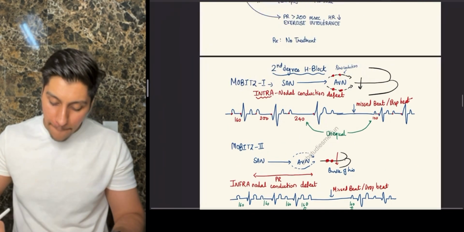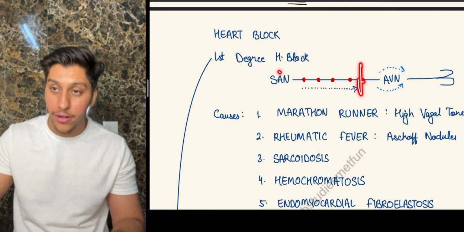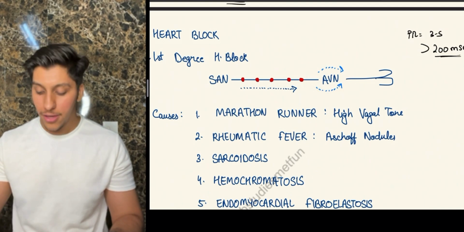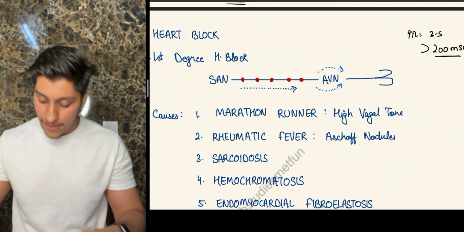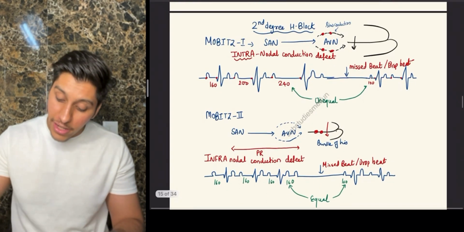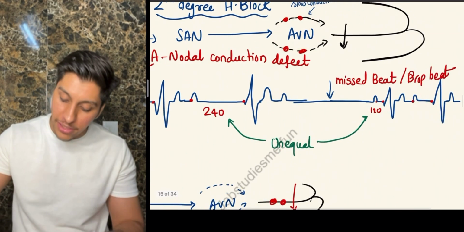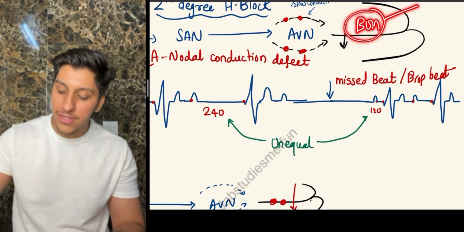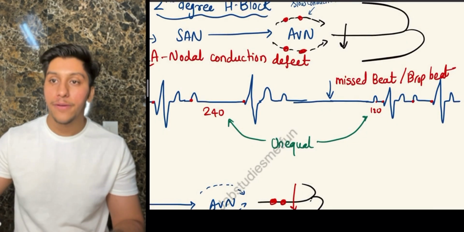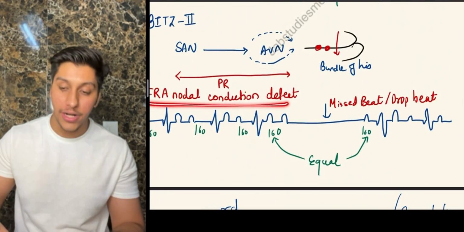If you see in first degree heart block, the block was in between the SA node and the AV node, so your rate is going to be decided by your AV node. That is why around 60 would be your heart rate. In case of second degree, Mobitz 1 heart block, you will see that there is an intranodal AV nodal block. So whatever heart rate is going to get decided is going to be decided by the bundle of His, and the bundle of His has around 40 to 45. Over here in Mobitz 2, you have an infranodal conduction block.